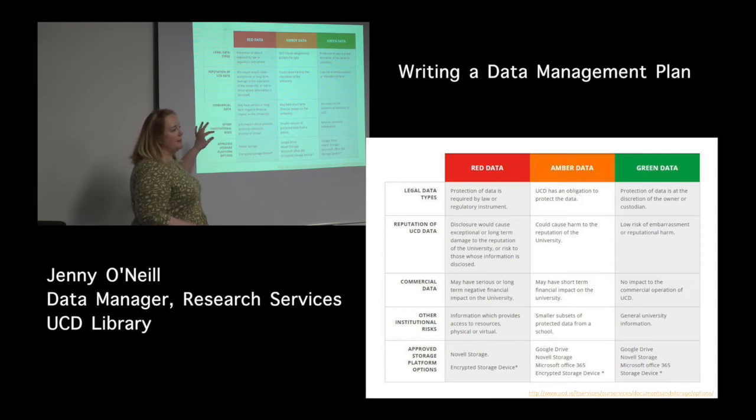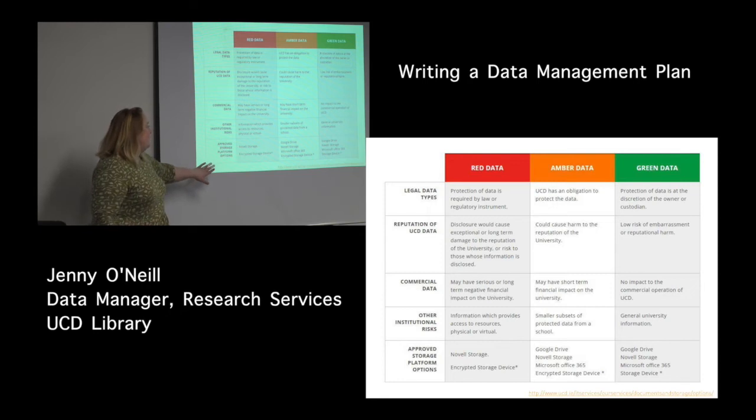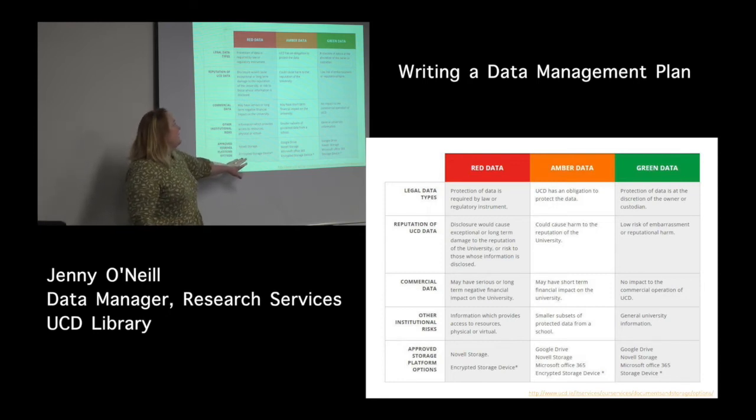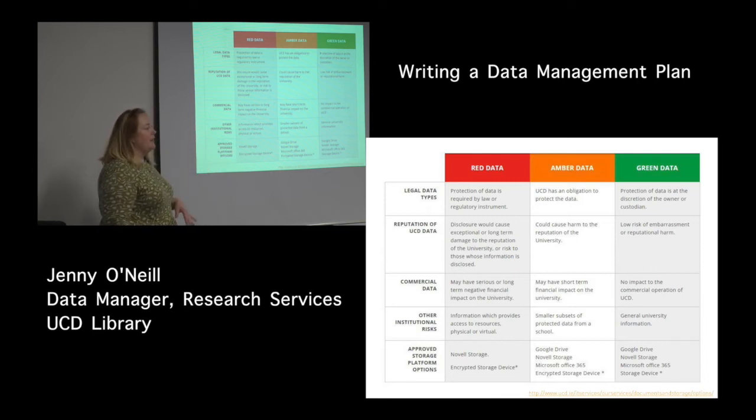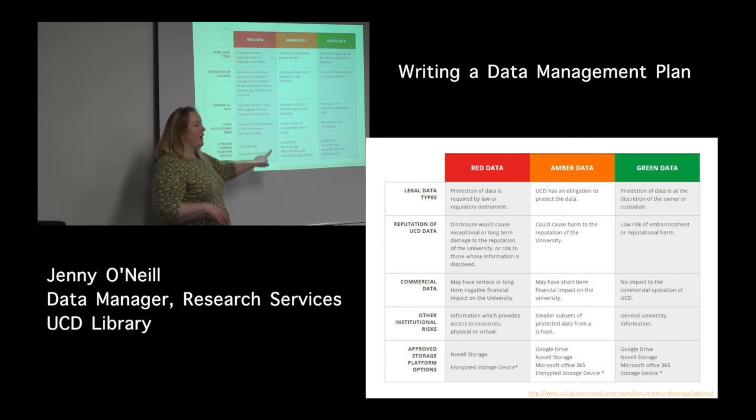So if you've got personal data, it's almost certainly going to be in this red category, in which case you should be either storing it on Novell or an encrypted storage device. But if you have green data, which really has no sensitivity in it at all, then Google Drive is going to be sufficient for that. If you've got amber data, so if you think there's some sensitivity in it and you need to protect it a little bit more, then it's worth thinking about maybe encrypting it before you put it into somewhere like Google Drive.